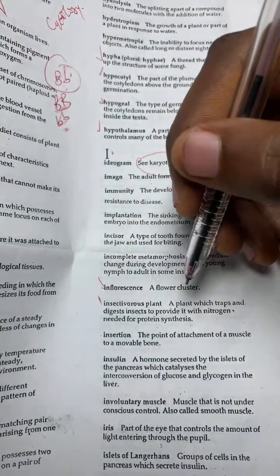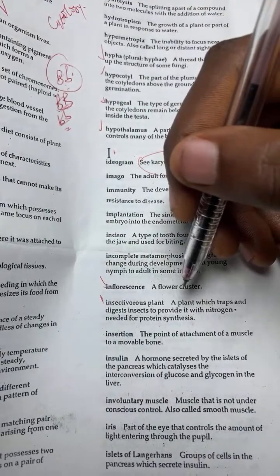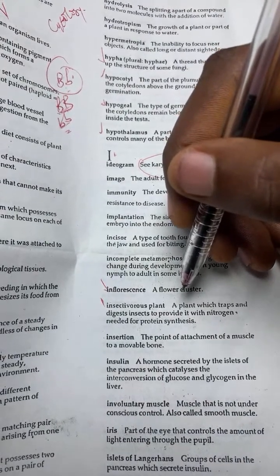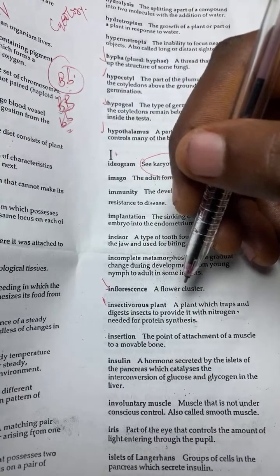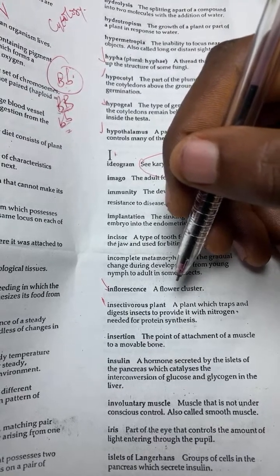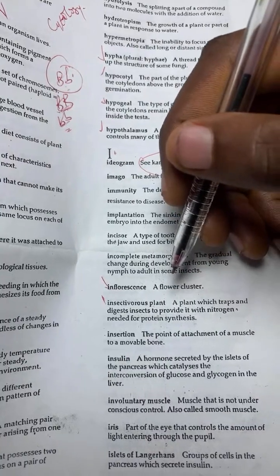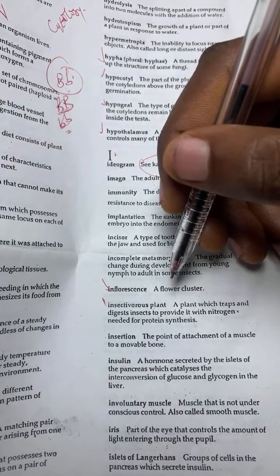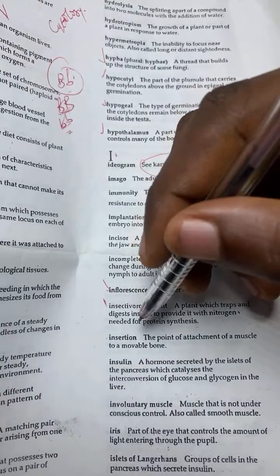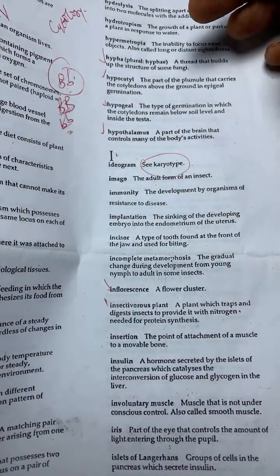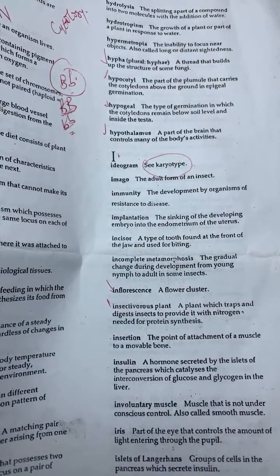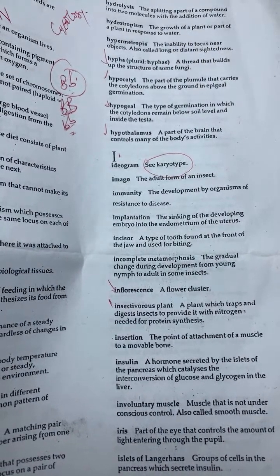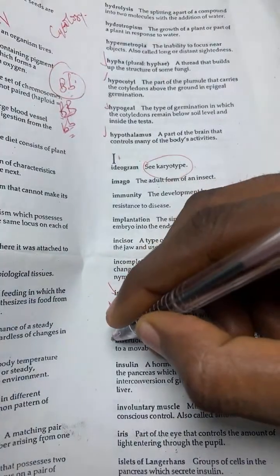Insectivorous plants are plants which trap and digest insects to provide them with nitrogen needed for protein synthesis. Are we there now? So those plants that try as much as possible to trap insects, helping provide the plants with nitrogen for growth, are called what? Insectivorous plants. Now we have what we call insertion. Insertion is the point of attachment of a muscle to a movable bone. It is called what? Insertion.